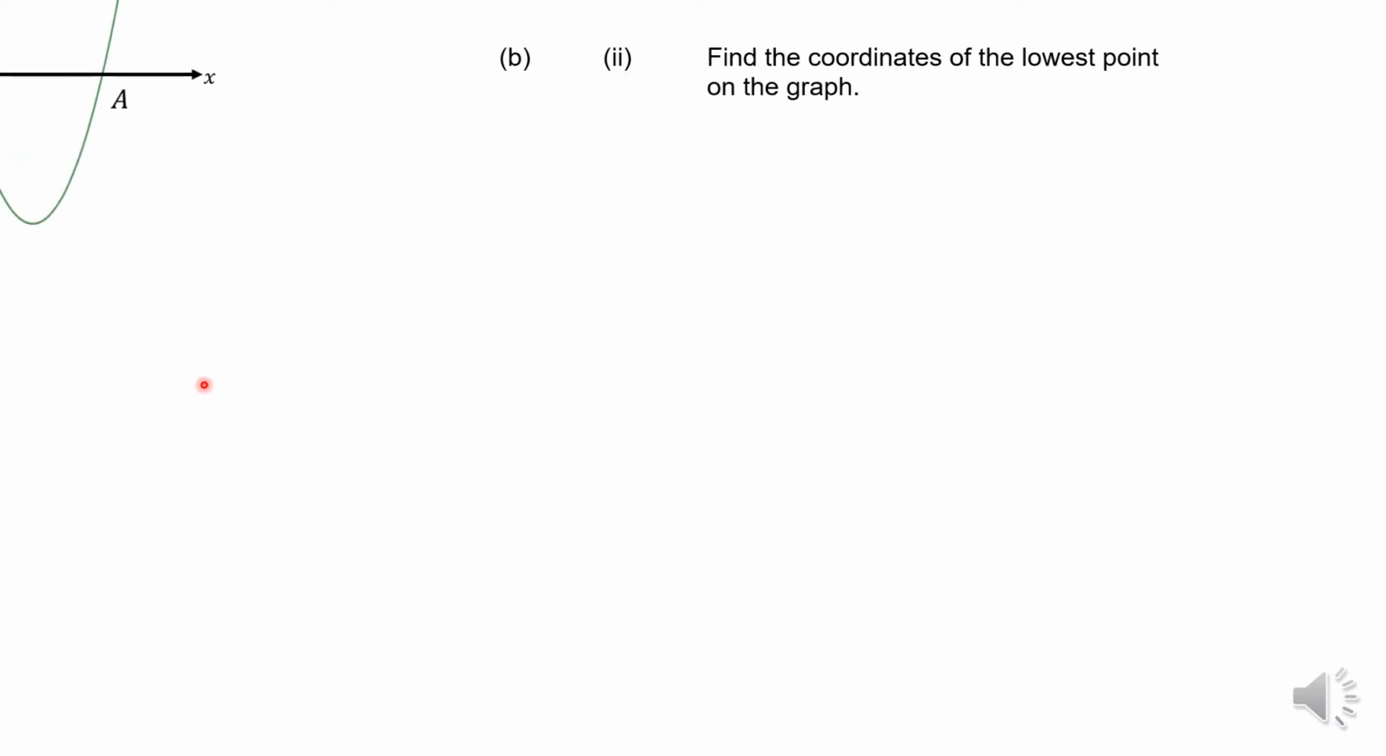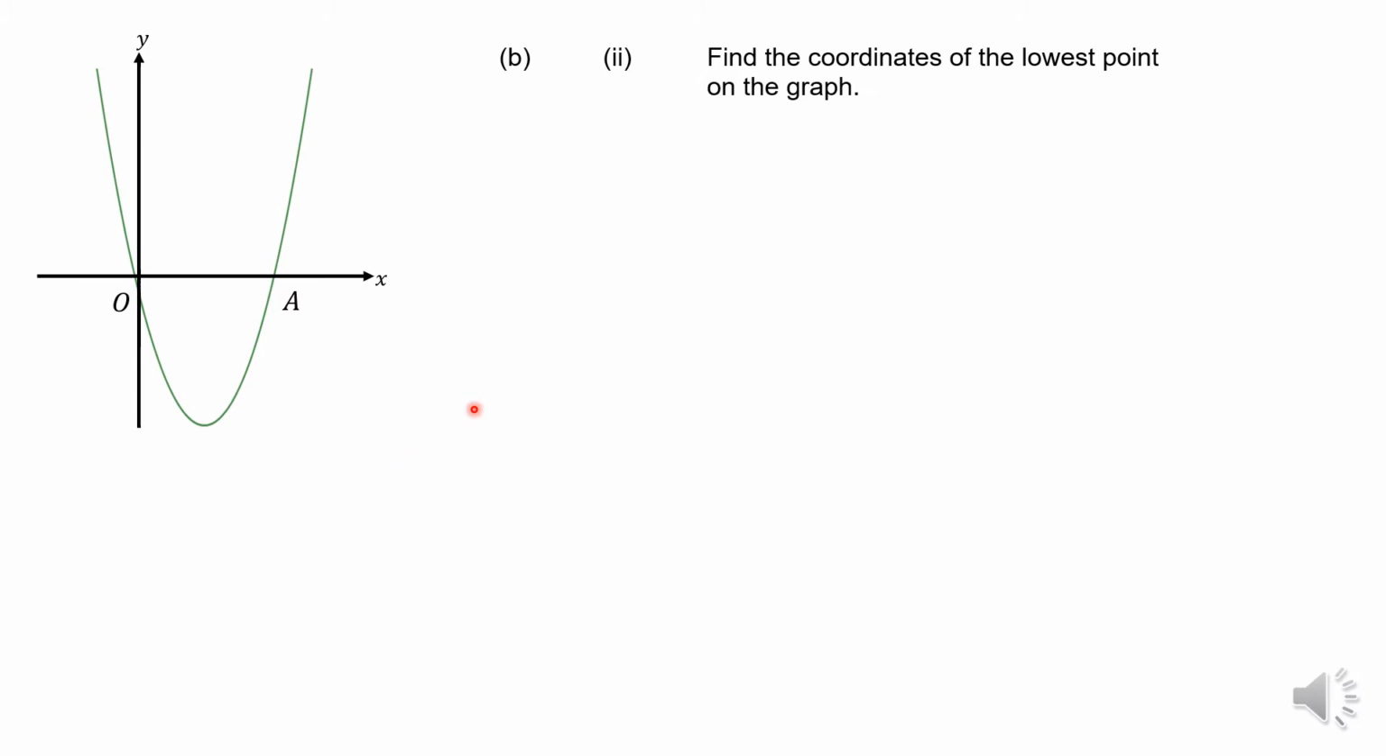Let me bring my grid back. They're asking me to find the coordinates of the lowest point here. Essentially, they're asking me to find the turning point. I already know the value of x is 2 from my previous work on the line of symmetry. So I take that 2 and substitute it into my function for x in order to get the output value, the lowest y value. That turning point, or lowest point, which is a minimum, is (2, -4): 2 for the value of x and negative 4 for the value of y.